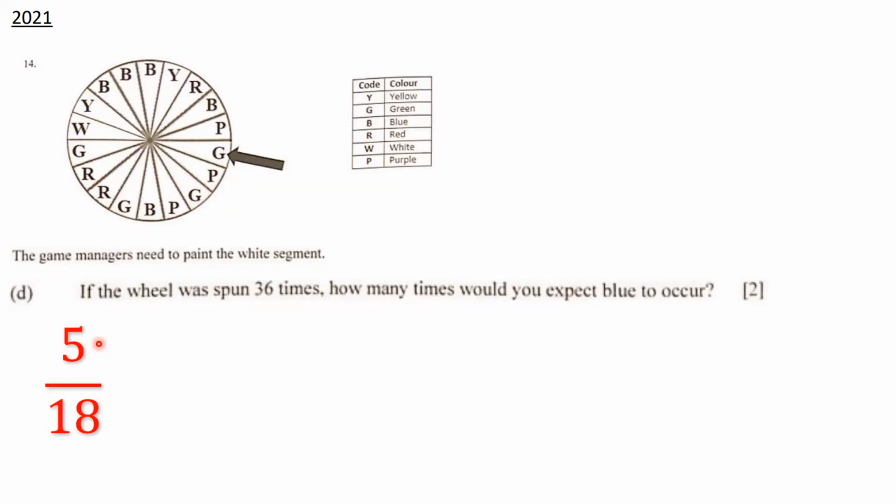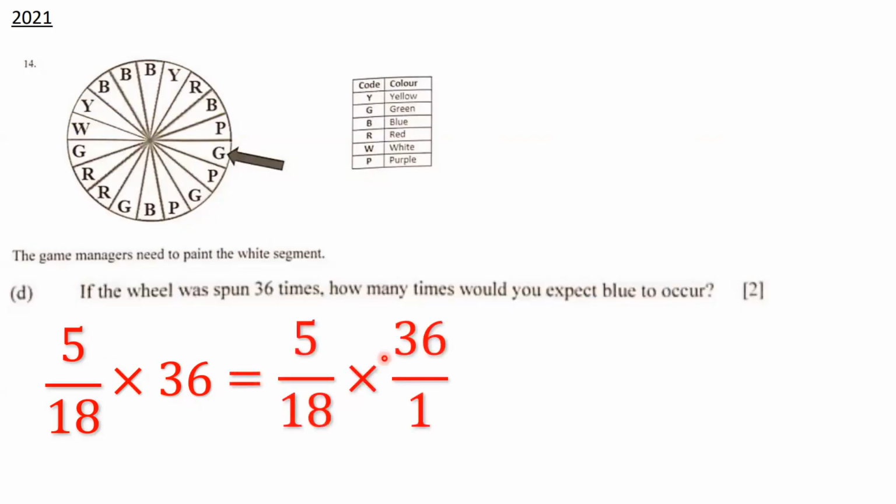But they say, how many times would you expect blue to occur if it's spun 36 times? Remember, each time it has a 5 over 18 chance of occurring. So for each of the 36 times, we multiply 5 times 36. So we have 5 over 18 multiplied by 36 over 1. 5 times 36 is 180, and 18 times 1 is 18. And 180 divided by 18 is going to be 10. Let's move on to the next question.